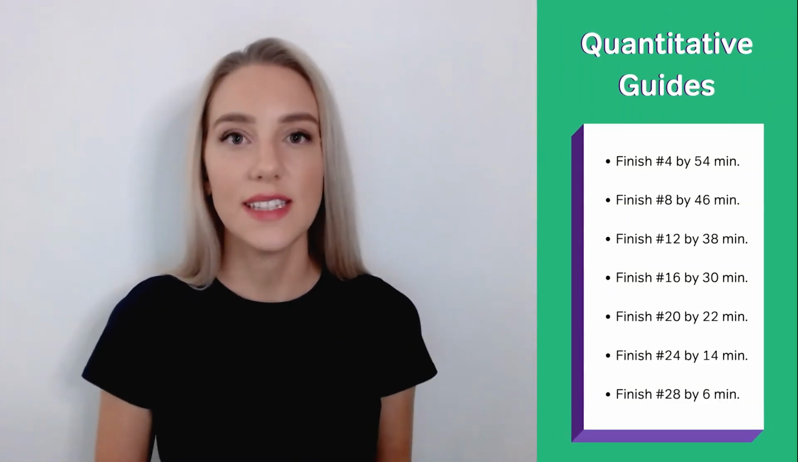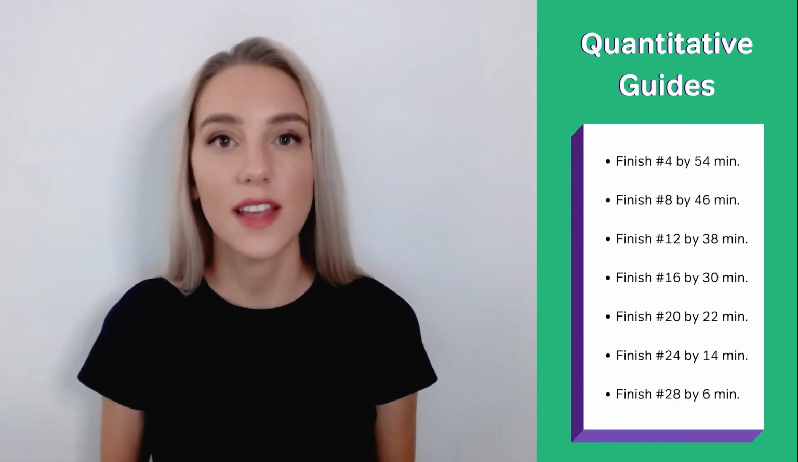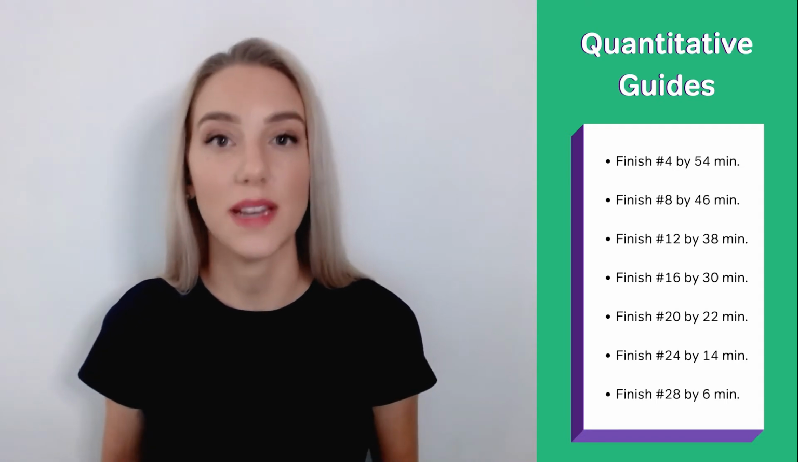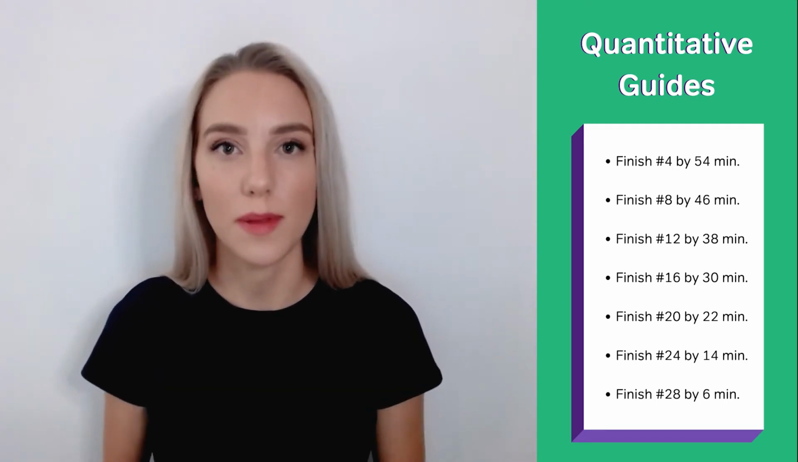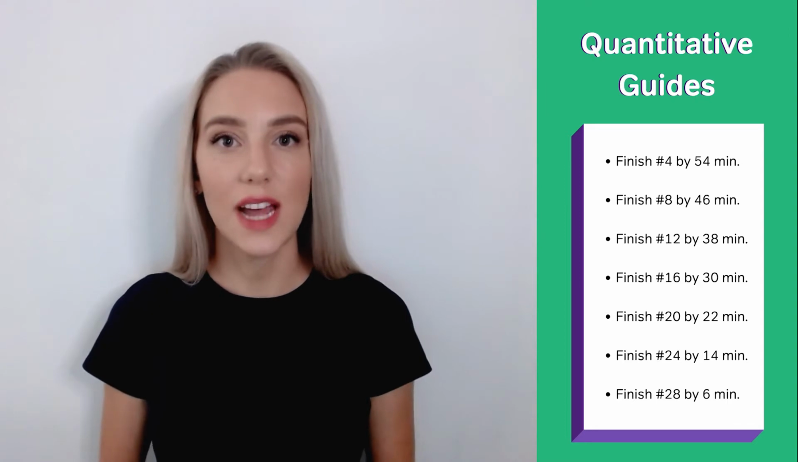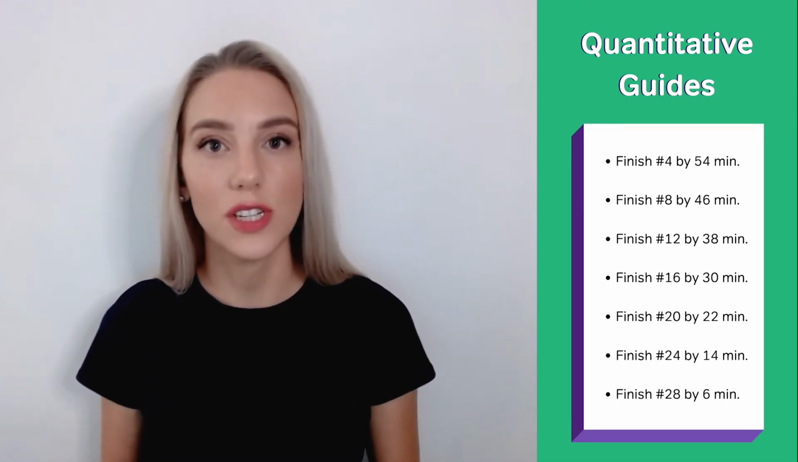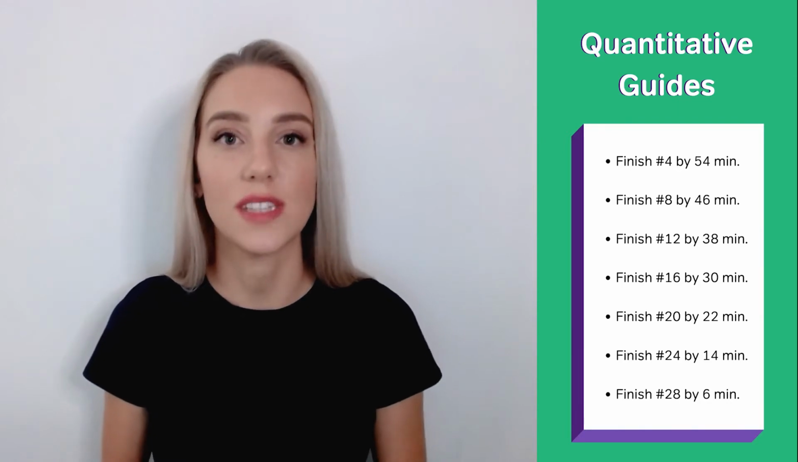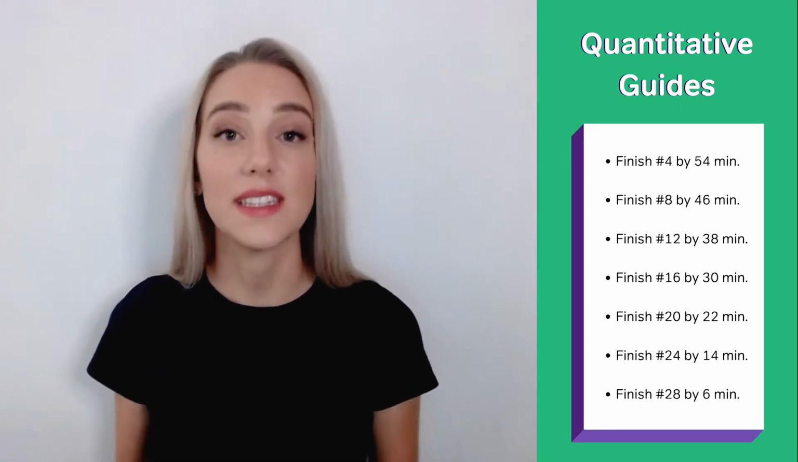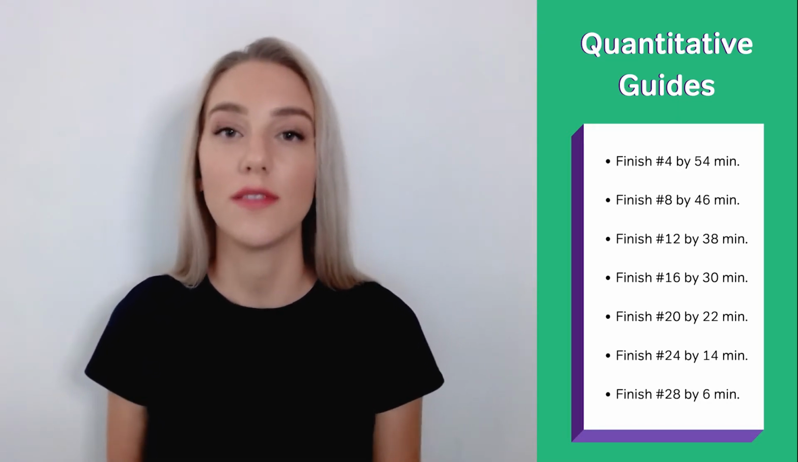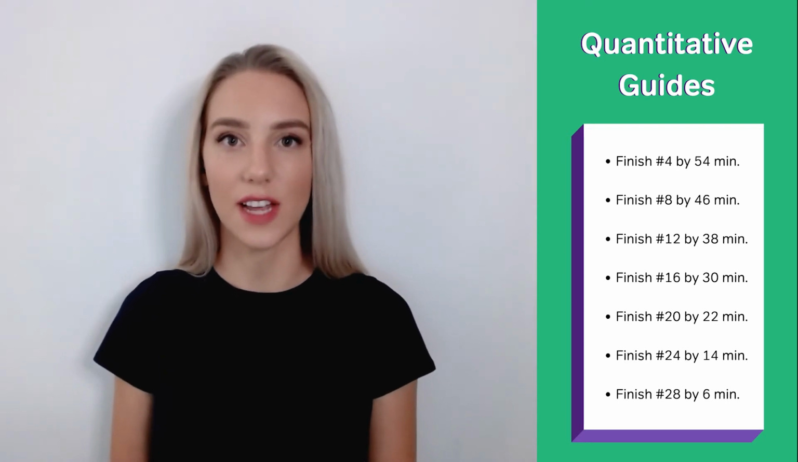Over on the quant side, since we're checking in every 4 questions, that means our check-ins will happen every 8 minutes, since we have 2 minutes per problem on quant. So when the first guide says finish 4 by 54, that means when you finish the 4th question, you would check the timer on screen and it should say 54 minutes remaining, because the GMAT timer counts down from the total amount of time you have for the entire section.